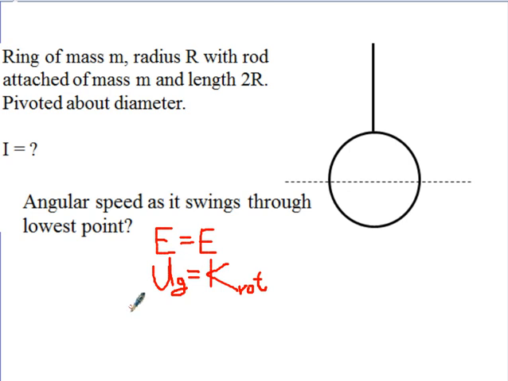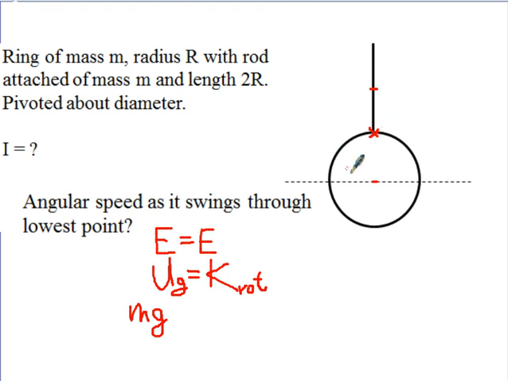Now, this is M, G, H. But that H needs to be how far the center of mass has fallen. Key idea. The change in the center of mass is what you want to put in here as H. The center of mass, these both have the same mass. So this has a center of mass right here. This has a center of mass right here. So the center of mass of the two of them together is right there.